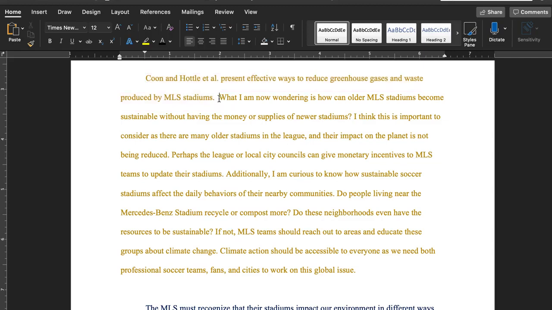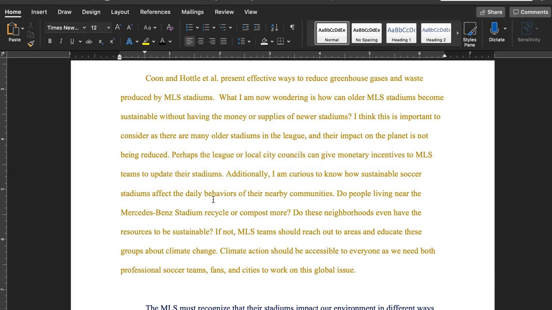Now I start my questions. What I'm wondering now is how can older MLS stadiums become sustainable without having the money or supplies of newer stadiums? And then I explain why is that important to think about. I think this is important to consider as there are many older stadiums in the league and their impact on the planet is not being reduced. Perhaps the league or local city councils can give monetary incentives to MLS teams to update their stadiums, right? So my question, my rationale behind the question, and then how I think I could solve that, right? Here's one solution. And it goes on as well.